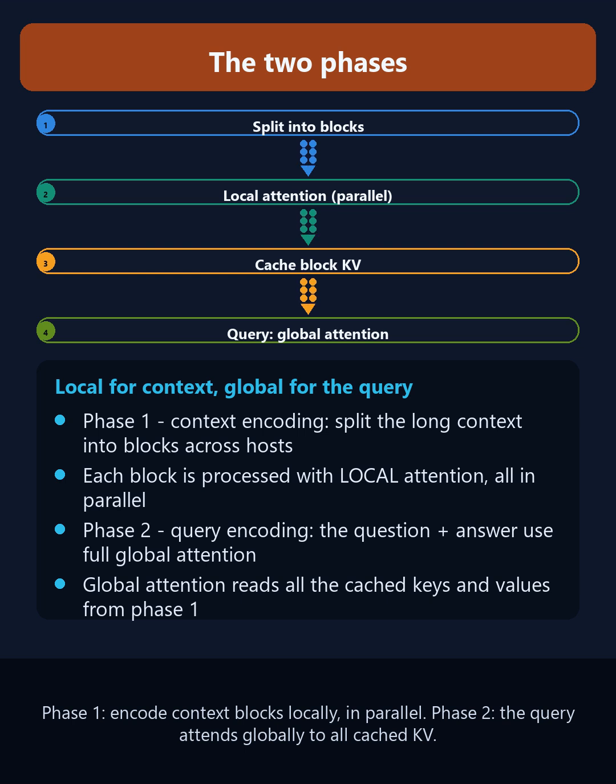Phase 1 is context encoding. The long context is split into blocks and spread across several hosts, and each block is processed with local attention, all in parallel. Phase 2 is query encoding. The user's question and the generated answer use full, sequence-global attention, attending to all the cached keys and values from phase 1. Local for the bulk context, global for the query.